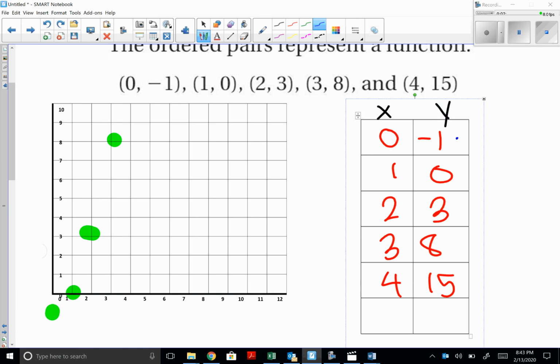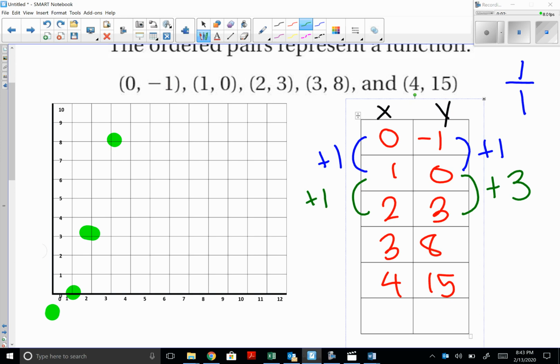To go from -1 to 0, I'm adding 1. And to go from 0 to 1, I'm also adding 1. So looking at those first 2 points, my slope's 1 over 1, or just 1. Now I'm going to look at the second point and the third point. To go from 0 to 3, I'm adding 3. And to go from 1 to 2, I am adding 1. That's 3 over 1. I already know that this can't possibly be linear because the rate of change is different just from the first 2 examples. But I'm going to go ahead and do another one just to prove it.